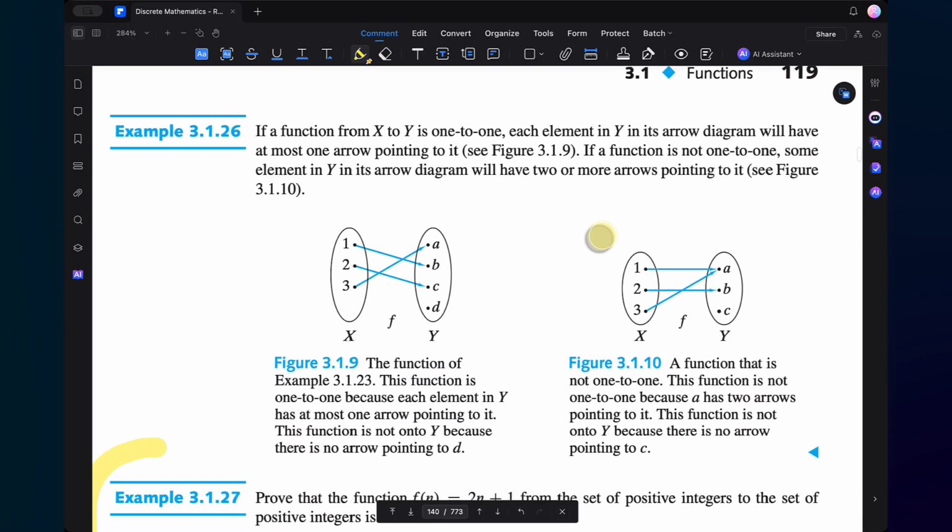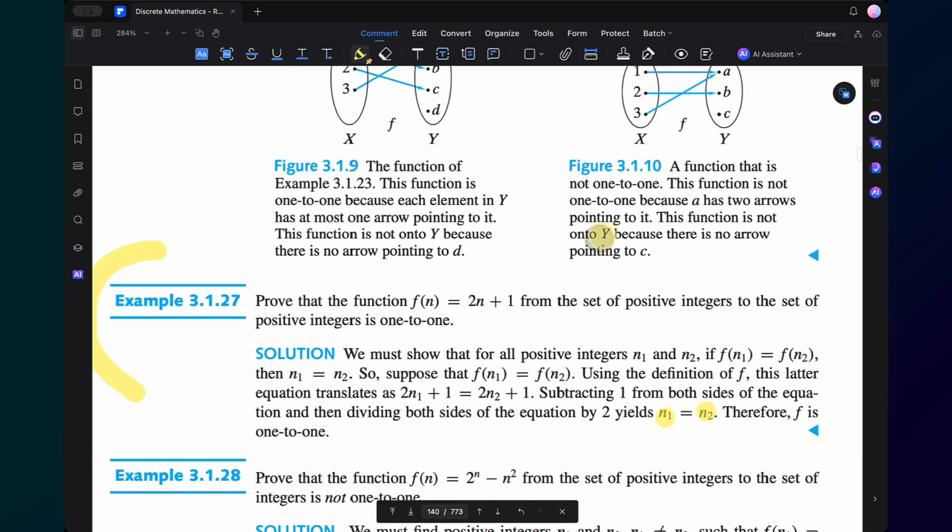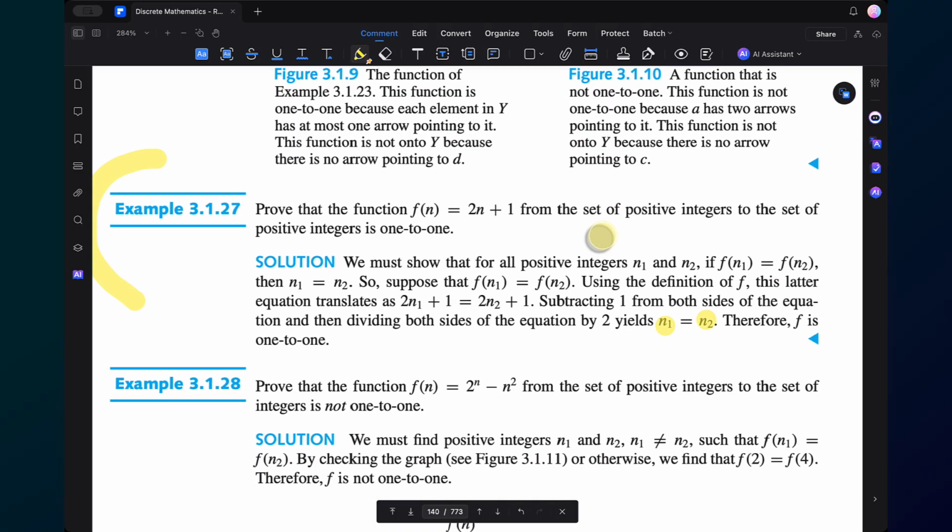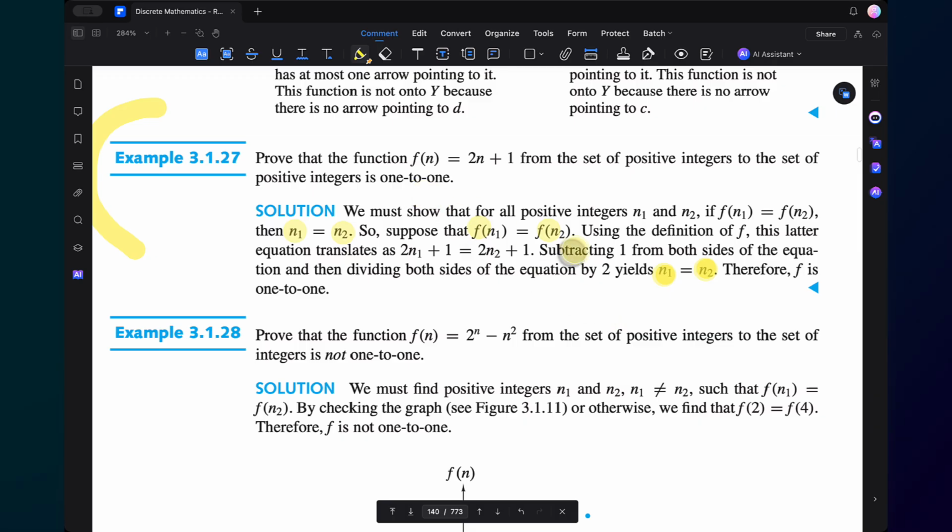Okay, little example there. Here's a little exercise so we can see how we can use these definitions. Let's prove the function f of n equals 2n plus 1 from the set of positive integers to the set of positive integers is one-to-one. You pick two numbers, n1 and n2, and evaluate them. We see that 2n1 plus 1 equals 2n2 plus 1. If you solve this equation, you conclude that n1 equals n2, and that's how, as in the past, you show that a function is one-to-one.